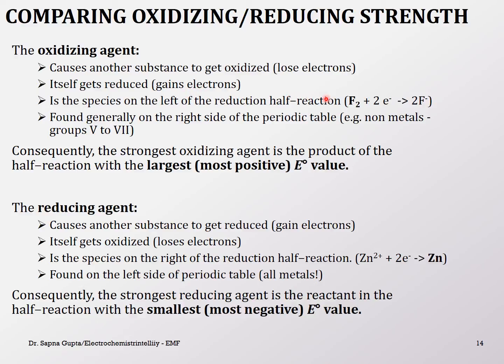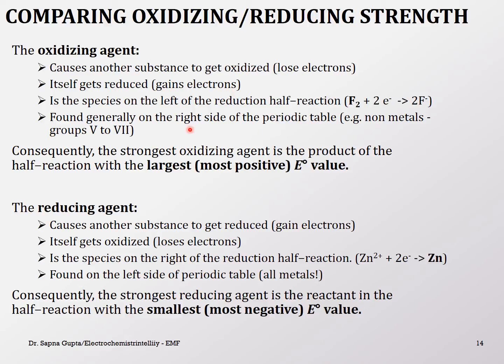Usually in the half reactions that you see in the electrode potential table, which we saw in the previous slide, that is going to be the species on the left-hand side of the equation. So for example, F2, Cl2, those kinds. Then generally, whatever is found on the right-hand side of the periodic table, for example the non-metals, are going to be good oxidizing agents. Anything on the left-hand side of the periodic table is not going to be a good oxidizing agent.